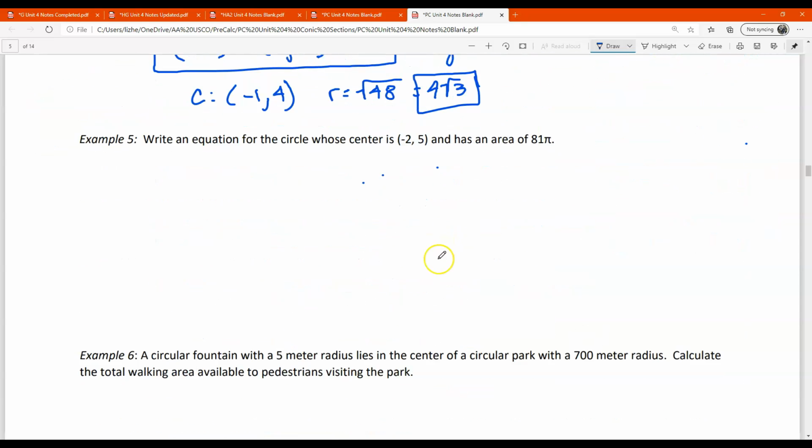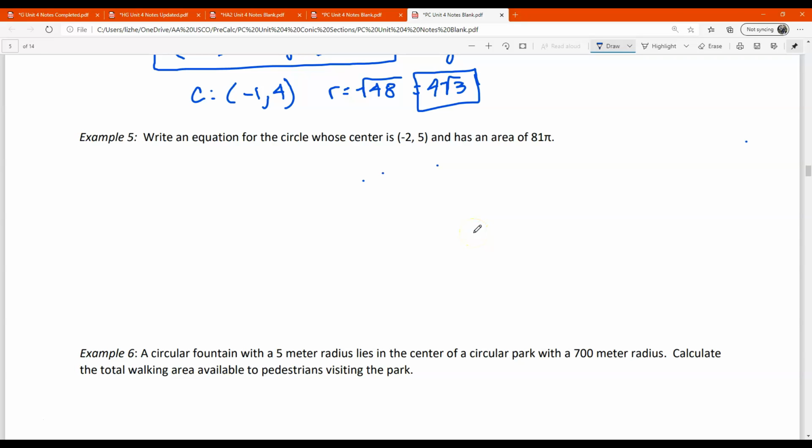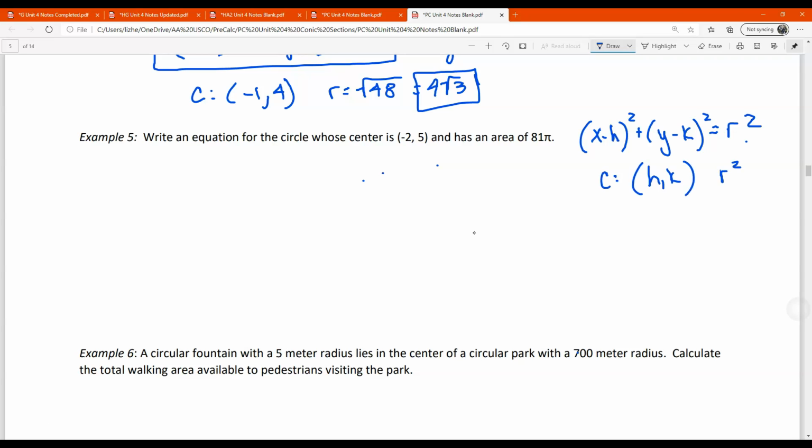Write an equation of the circle whose center is negative 2, 5 and has an area of 81 pi. All right, so remember to find the equation of the circle, you guys getting sick of these equations yet? I need the center, which is (h, k), and I need my radius squared. Two things.